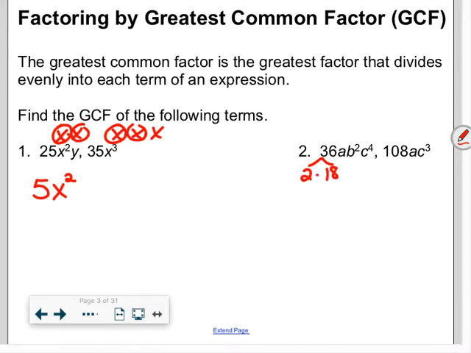Okay, so here's what we're gonna do. We're gonna do a factor tree. 2 times 18 is 36. 2 times 9 is 18, and 9 is 3 times 3. So what we're doing is we're making a prime factor tree.